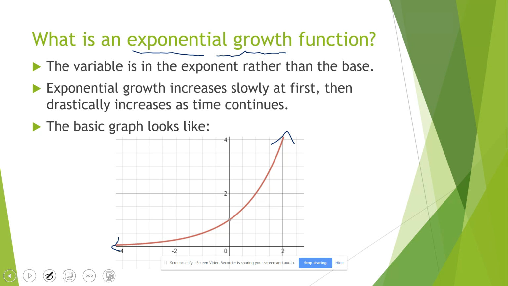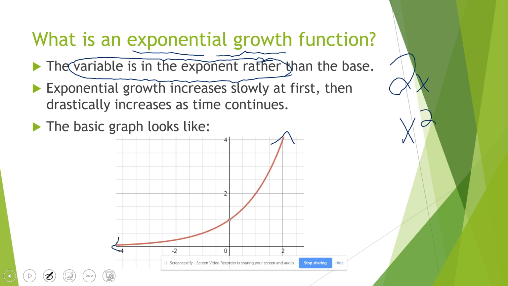So what's the difference between an exponential function and a regular function? Well, the difference is that the variable is the exponent rather than the base. So rather than being 2x or x squared, where x is our base, now we're talking about 2 to the x power or 3 to the 3x power. So our variable is in our exponent.